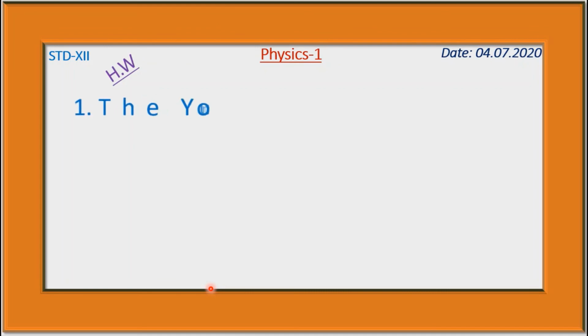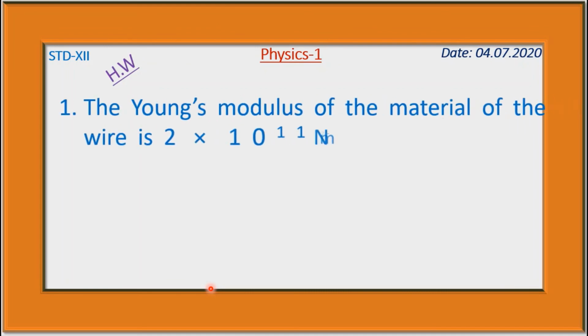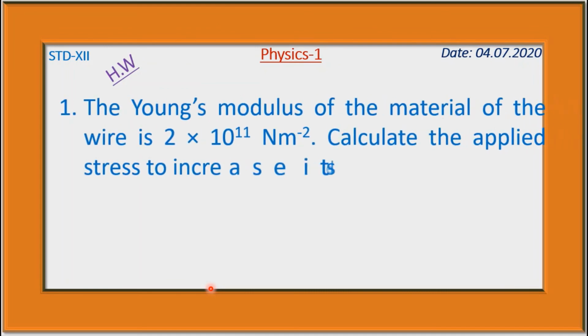Now homework. The Young's modulus of the material of the wire is 2 into 10 to the power 11 Newton per meter square. Calculate the applied stress to increase its length by 15%.